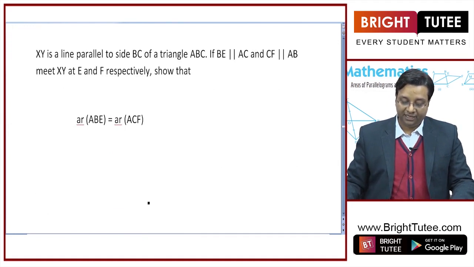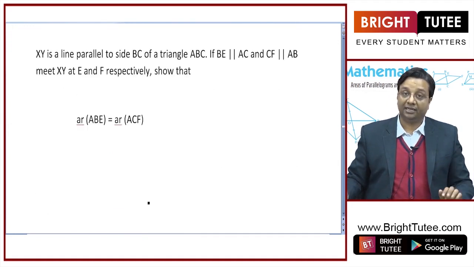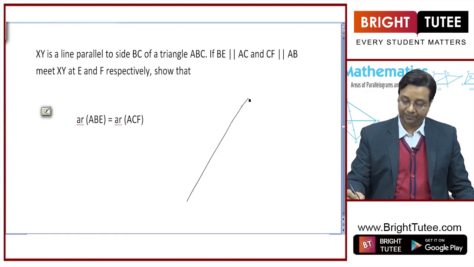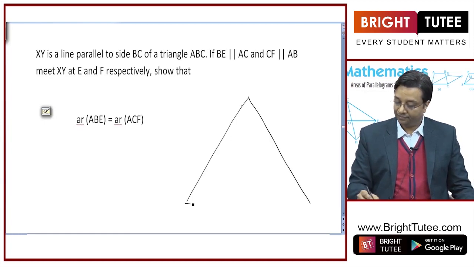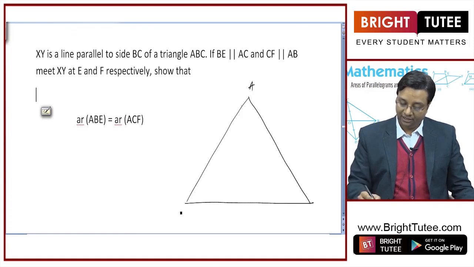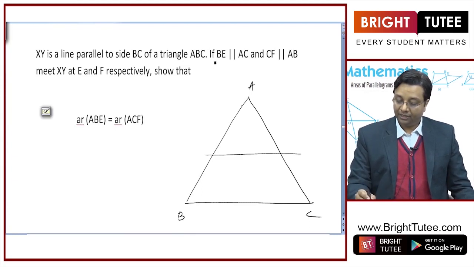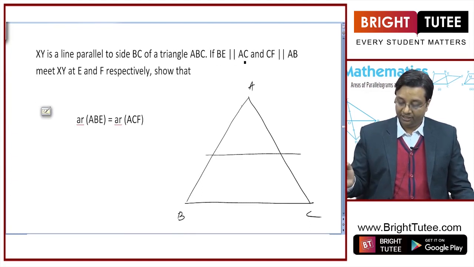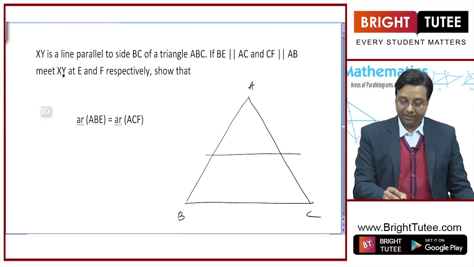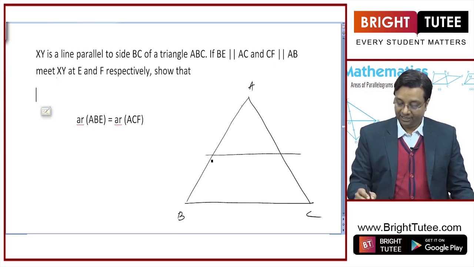Now XY is a line parallel to side BC of a triangle ABC. Let us say this is triangle ABC, and XY is a line parallel to BC. Okay, if BE is parallel to AC, and CF is parallel to AB, meet XY at E and F. So let me extend this line, then it will make sense.